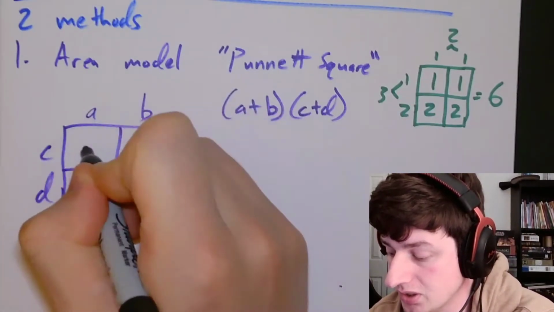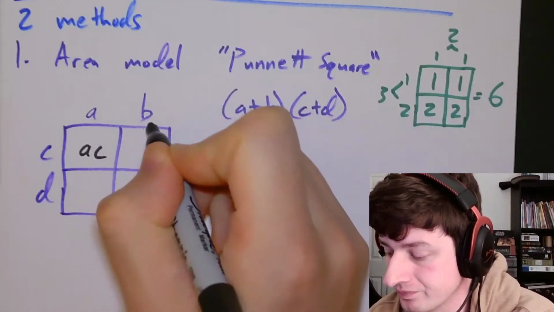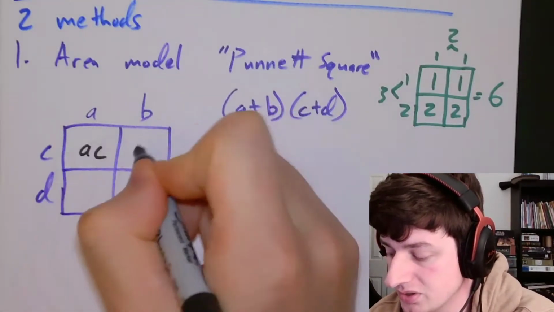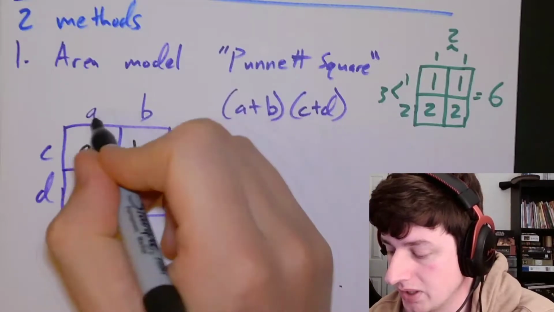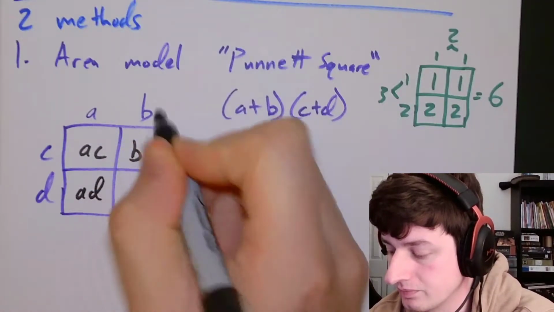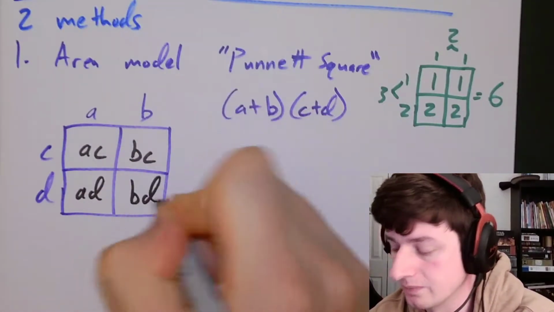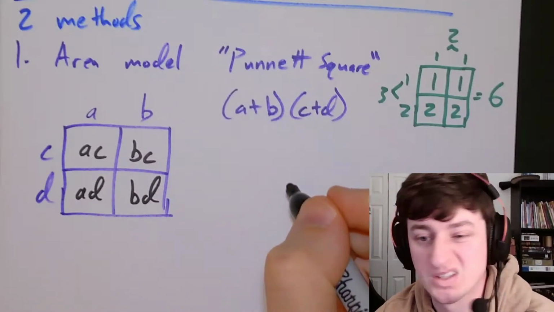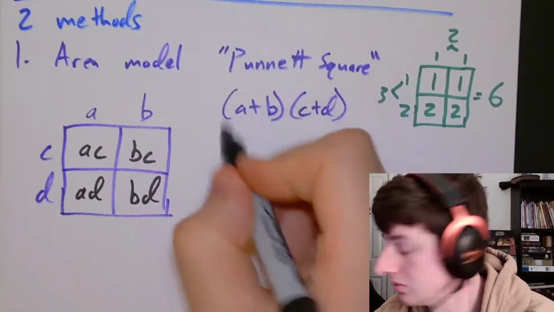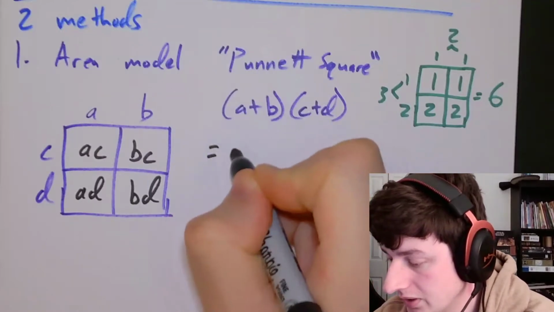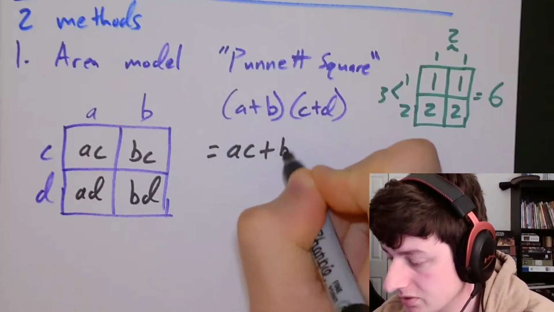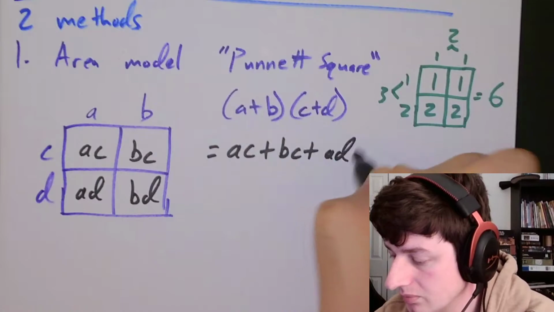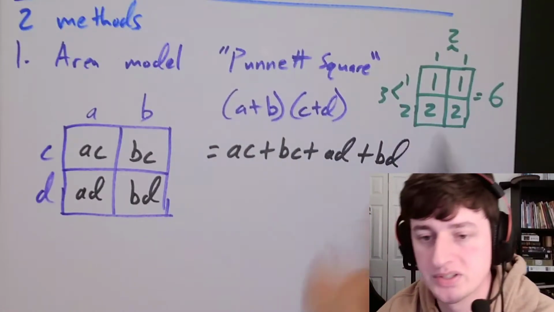So we're going to multiply the sides of each square to find the total area. So A times C is AC. B times C is BC. A times D is AD. B times D is BD, right? These are just variables. And so this is equal to AC plus BC plus AD plus BD. All the pieces added together.